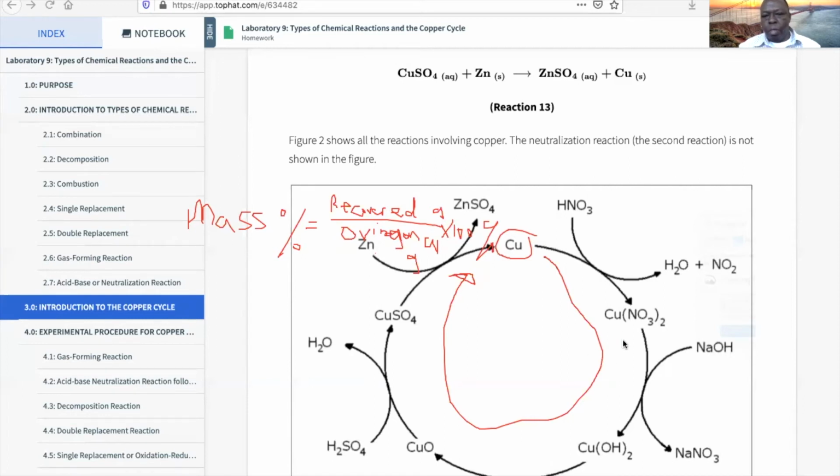Here, you see copper is in the form of another compound. Keep an eye on where copper is. Look at what I'm circling.